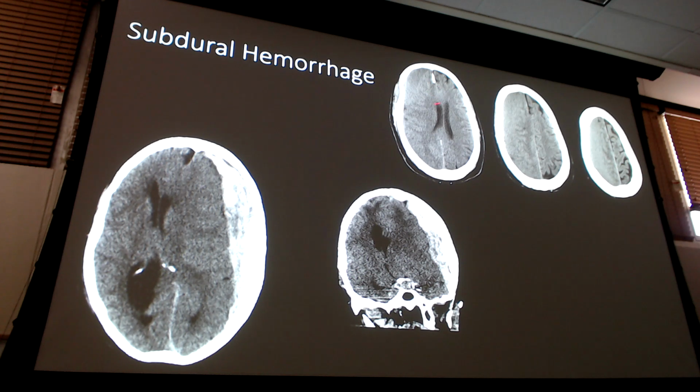Or this one here? Is the bleed super obvious? No. Why? It's more chronic. It's darker up here, more chronic. But what tells you something's abnormal? The shift, the midline shift.